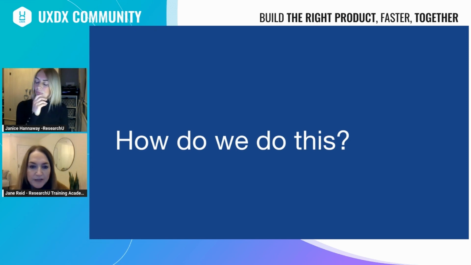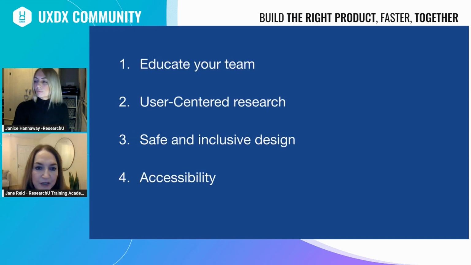So how do we do this? We've picked out sort of 7 key points that we practice and that we want to share with you in the time that we've got. So if we move on to the next slide, please, Janice. So first of all, educate your team. We have to ensure that all team members, design and research and wider understand the principles of trauma-informed care, including safety, trustworthiness, choice, collaboration and empowerment.